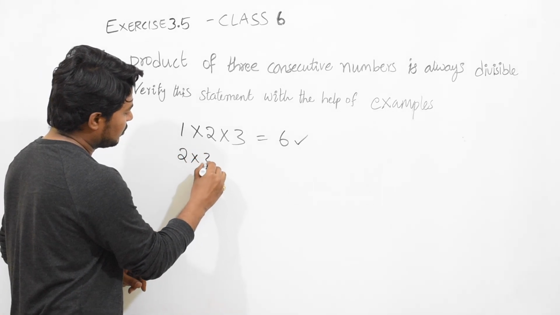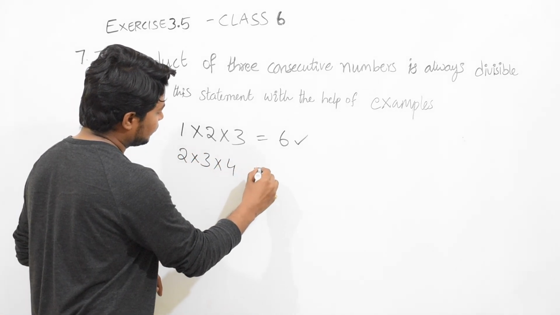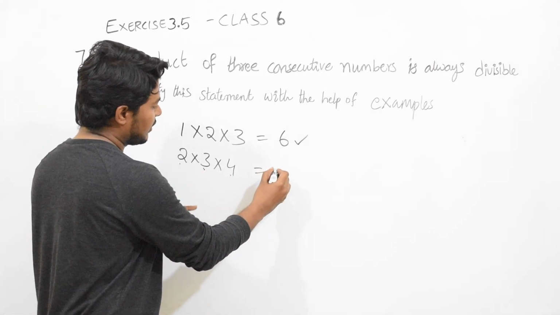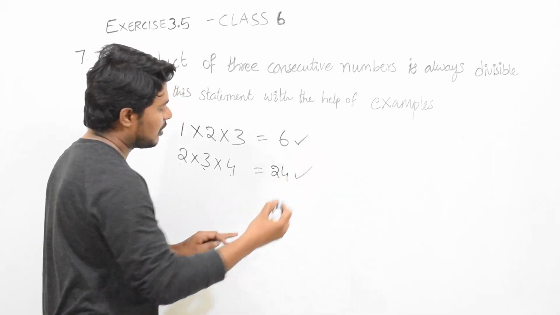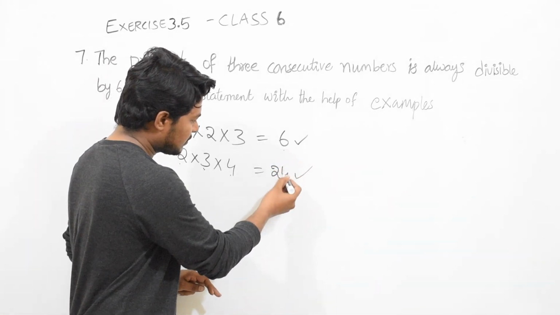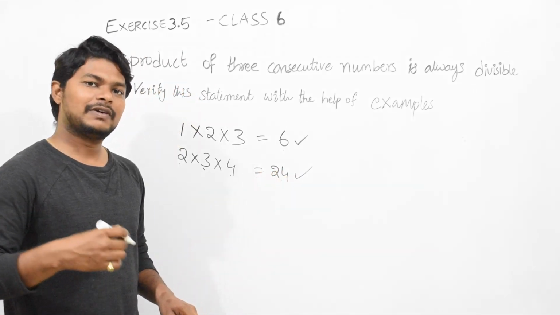2 into 3 into 4. 2 into 3 is 6, 6 into 4, 24. This 24 also is obviously divisible by 6. How? In the 6 table, all these values will come. Okay, we will take another example.